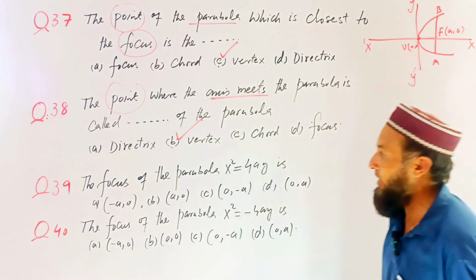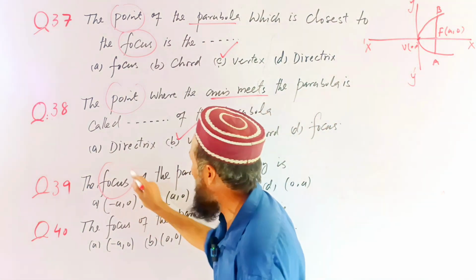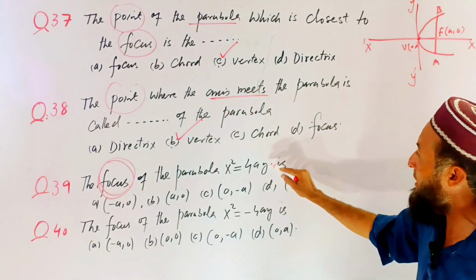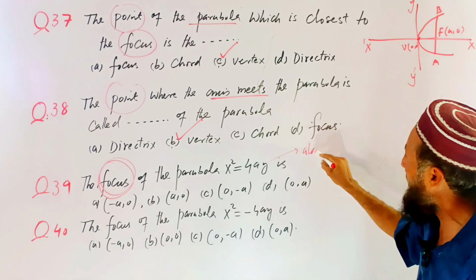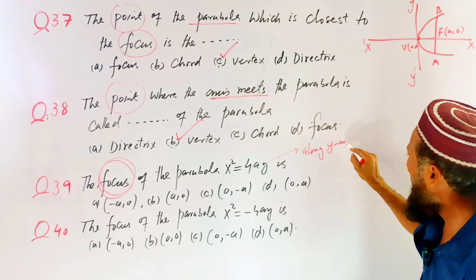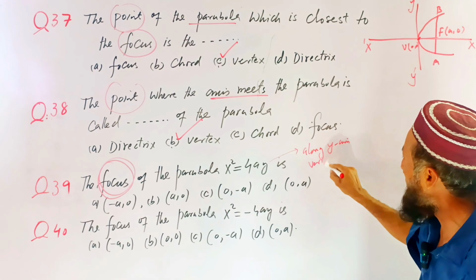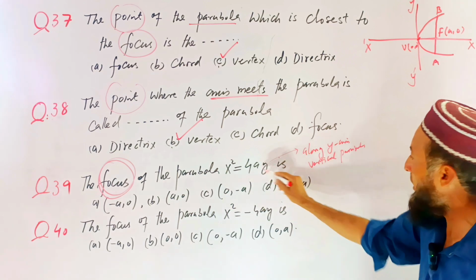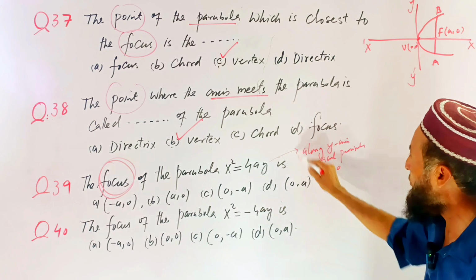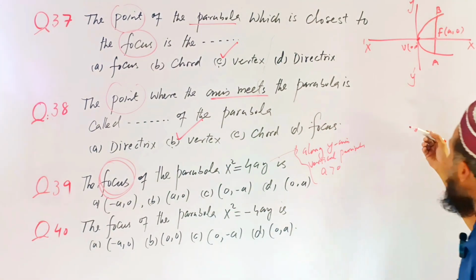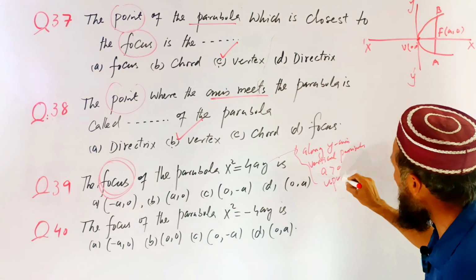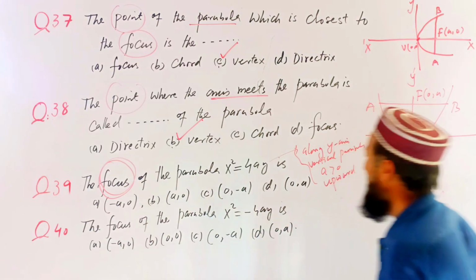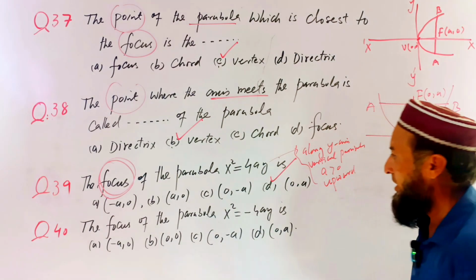So question number 39, the focus is required. The focus, now the question changes here. The focus of the parabola is along the y-axis. Y-axis means vertical parabola. Vertical parabola, a is also greater than 0. So the parabola is upward. What is the correct option?